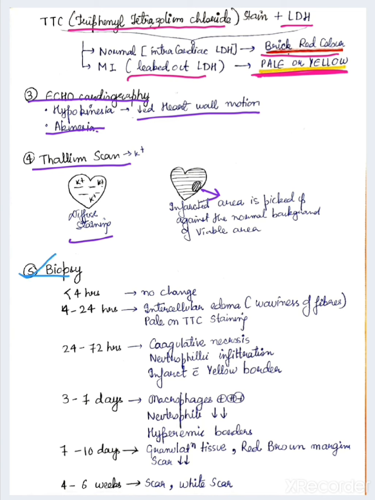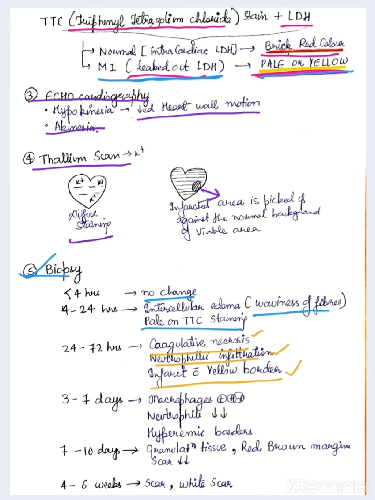Now less than 4 hours, we can see there is no change. At 4 to 24 hours, intracellular edema means waviness of fibers, and pale on TTC staining, which is triphenyl tetrazolium chloride, pale staining when there is leaked out LDH. Now at 24 to 72 hours, coagulative necrosis, neutrophilic infiltration, and infarct with yellow border.